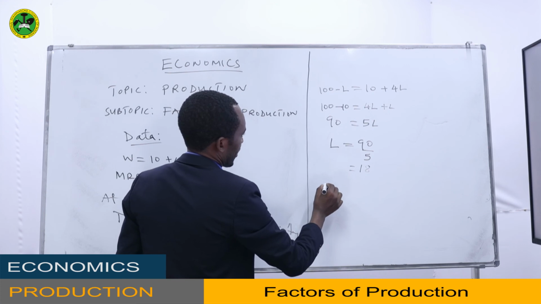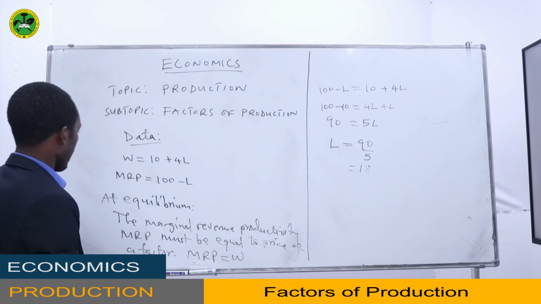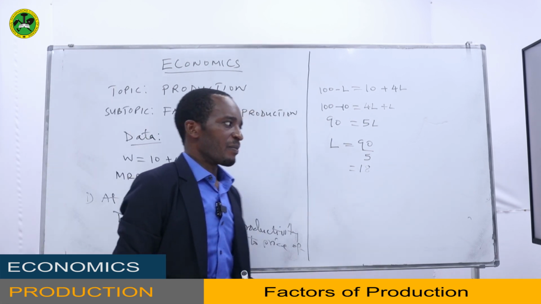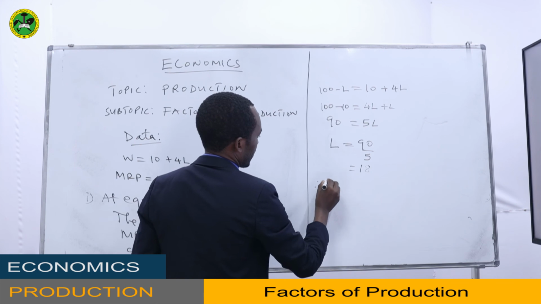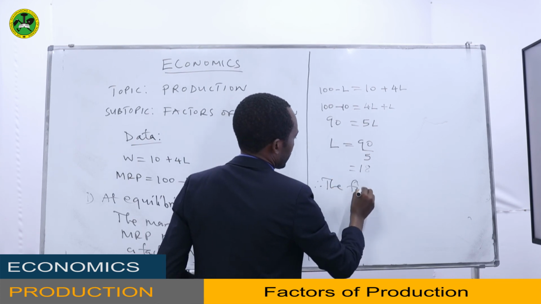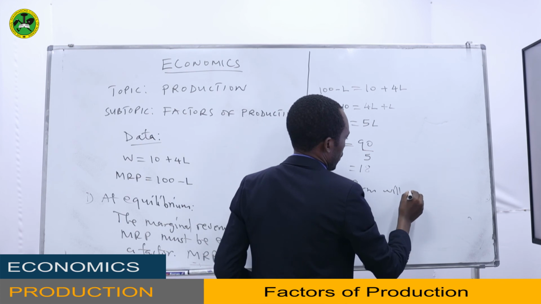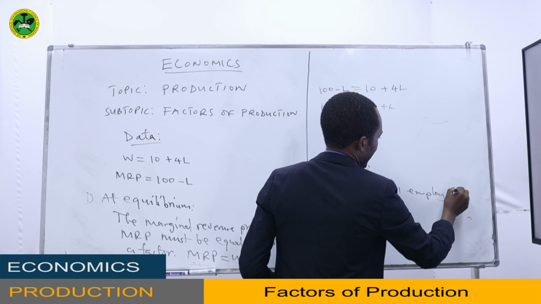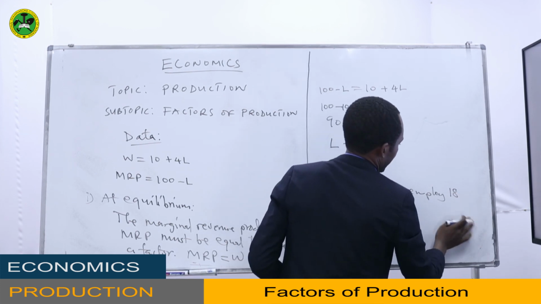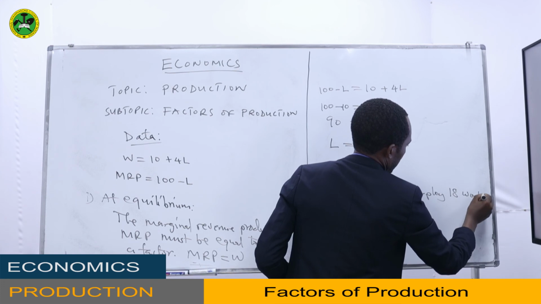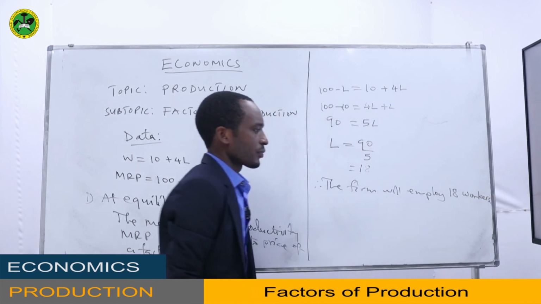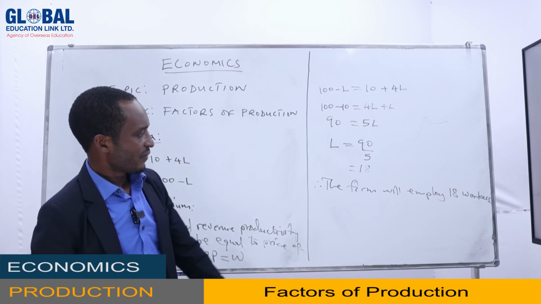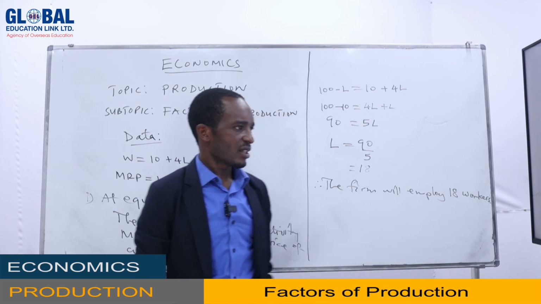So for the case of Roman 1, how many workers will the firm employ? So therefore, the firm will employ 18 workers. So in order to maximize the profit, the firm should employ 18 workers.